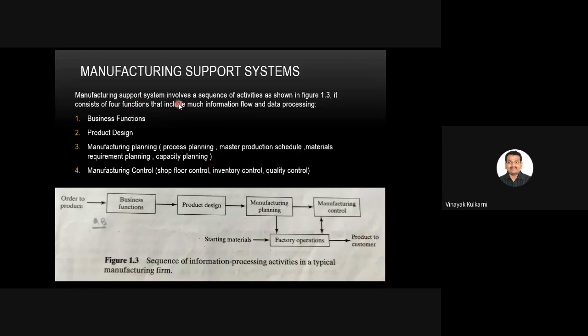Manufacturing support system involves a sequence of activities as shown in the figure, already discussed. It consists of four functions that include much information flow and data processing. So this is important: there is always an information flow and data processing. Whatever you're going to produce, I'll just tell you how these things work. First one is the business function.